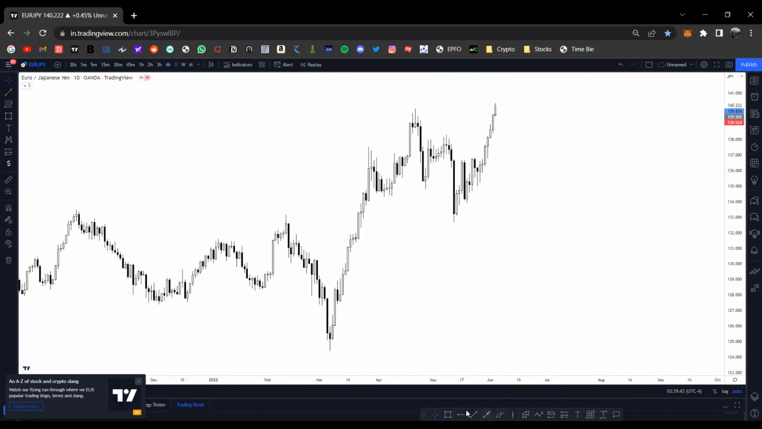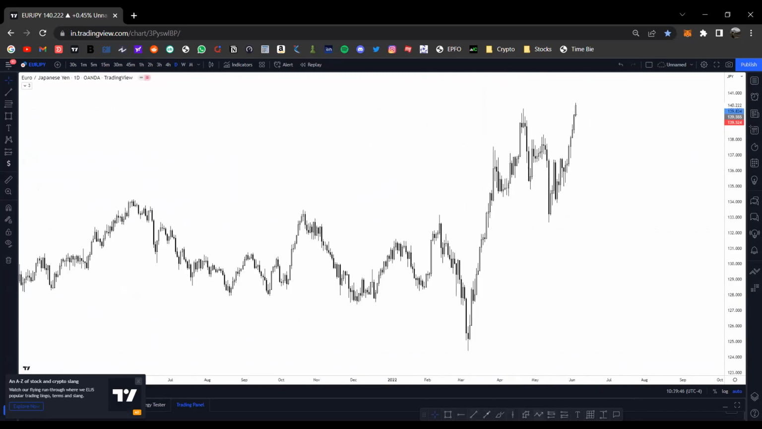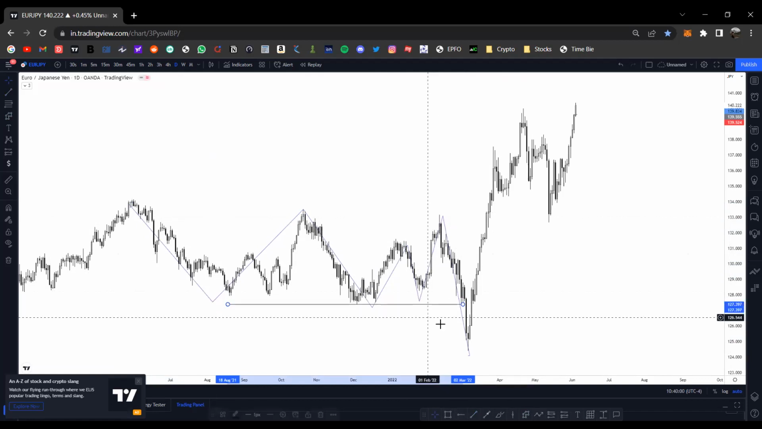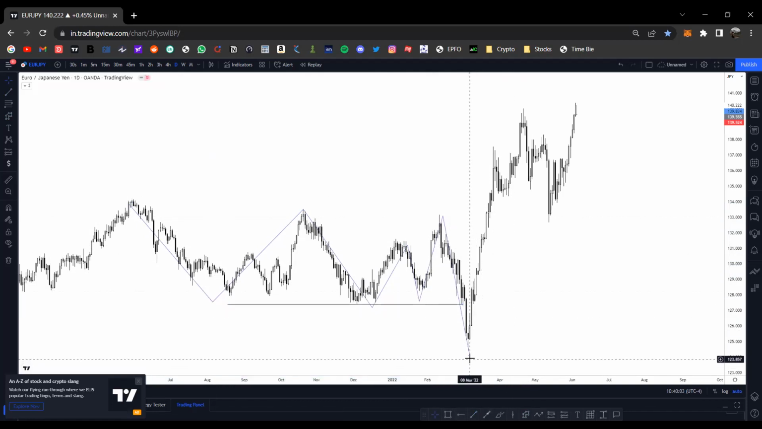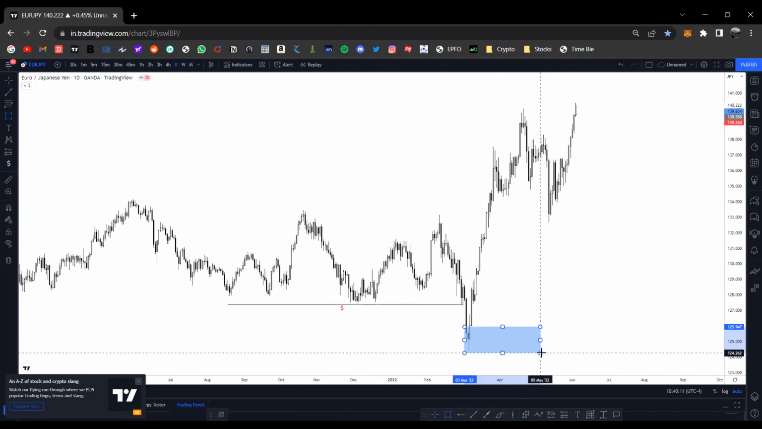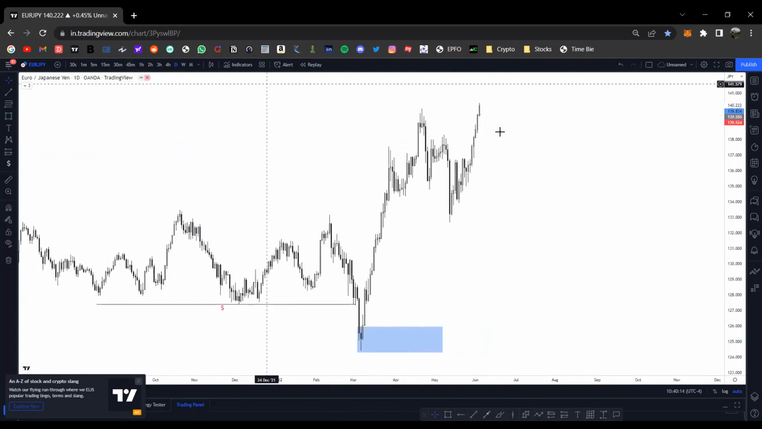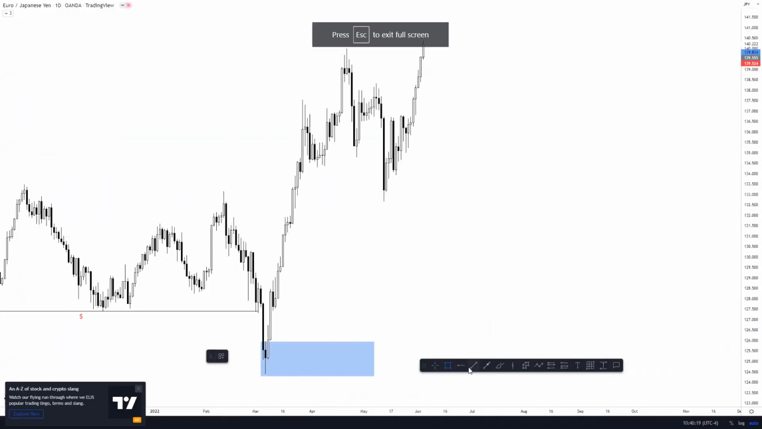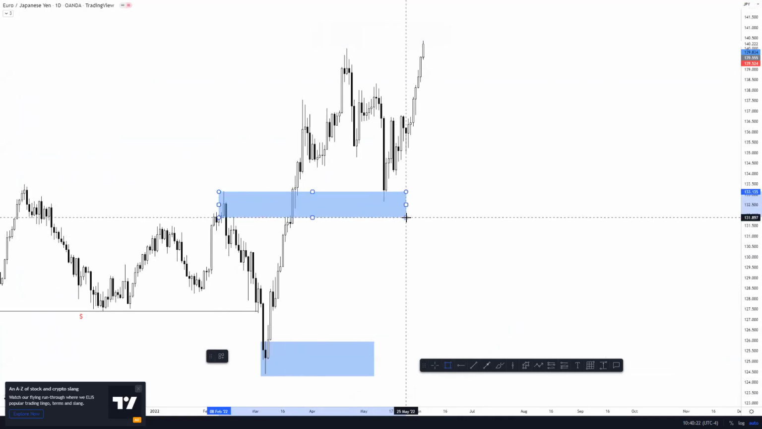You see price making some kind of consolidation move here, and this has taken out all those liquidity. This last candle has taken out all these liquidity here. So this will be my valid point of interest. And this is your breaker block, right?